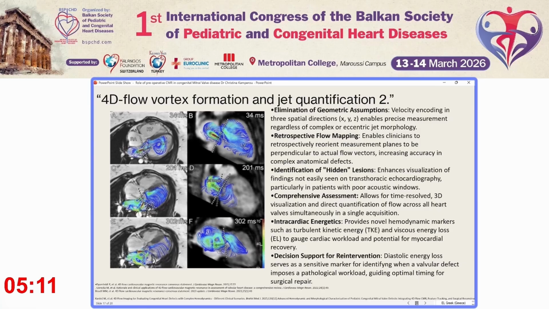These parameters may help us guide the timing of surgical intervention. And importantly, preoperative measurements obtained with 4D flow CMR have been shown to correlate closely with postoperative reverse remodeling of the left ventricle after mitral valve repair. Finally, visualization of path lines and streamlines allowed qualitative assessment of vortex formation and flow stasis, providing further insight into the hemodynamic consequences of complex congenital mitral valve lesions.